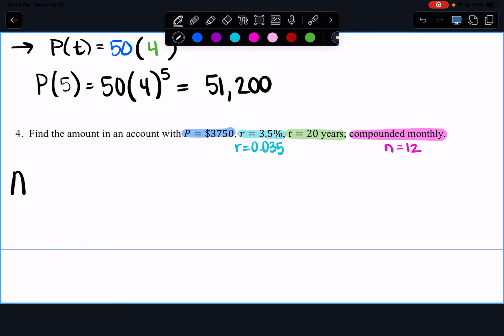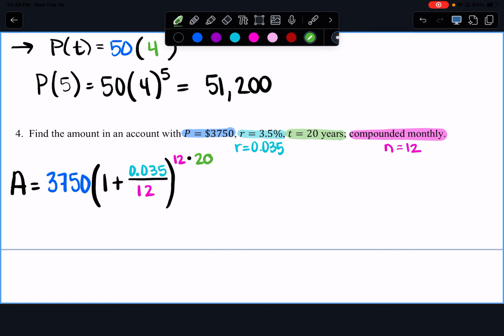So we will get an amount is equal to our principal times 1 plus our rate divided by the number of times we compound, raised to the power of the number we compound times what? The number of years. So if you take and use all that information and plug that into your calculator, it will tell you how much money is going to be in the account after 20 years.